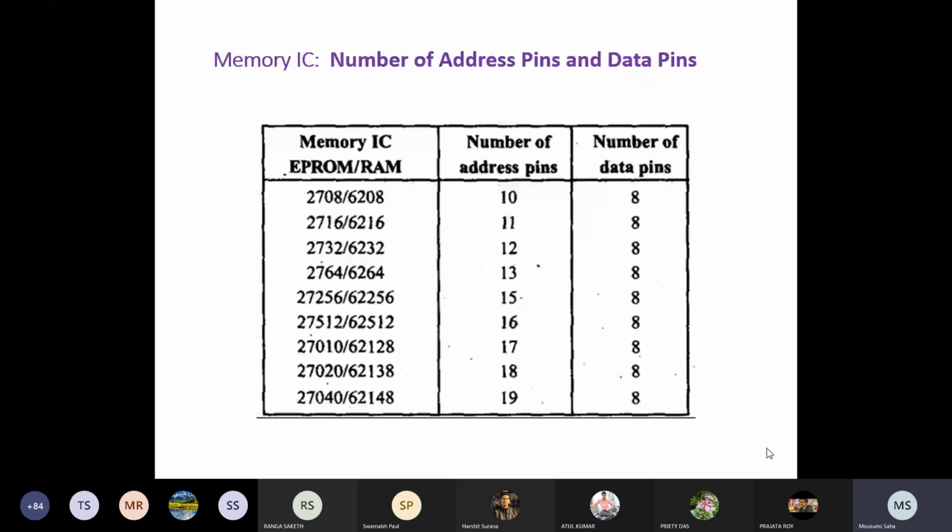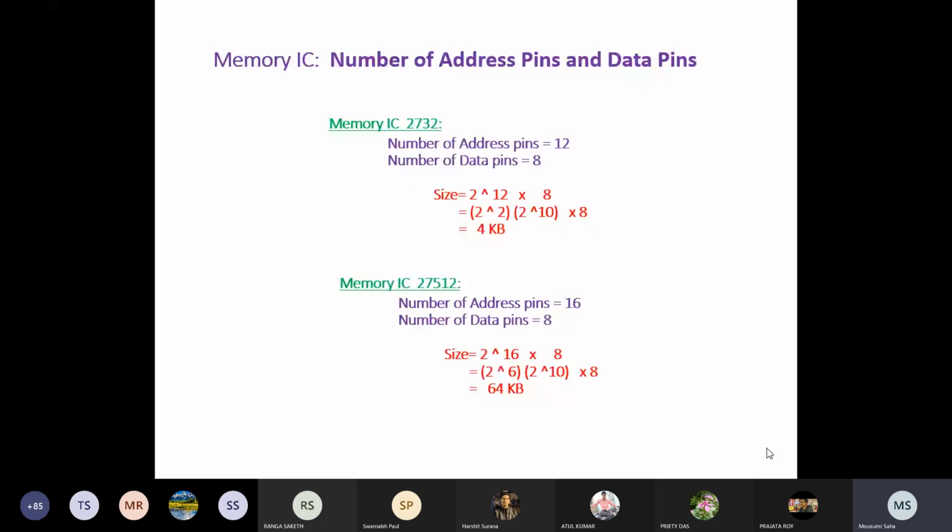You do not need to remember all the IC names, but try to understand that these are the available RAM and ROM chips, where we have some pins for address lines and some pins for data lines. Now, if you have this configuration, how can you compute the size of the memory? Memory size is very important, because it tells how much data, how much information, you can store with the help of your memory.